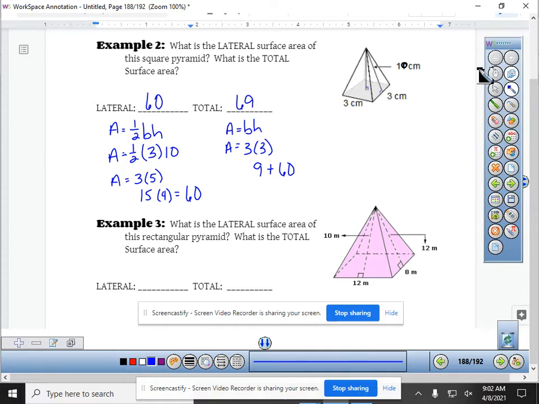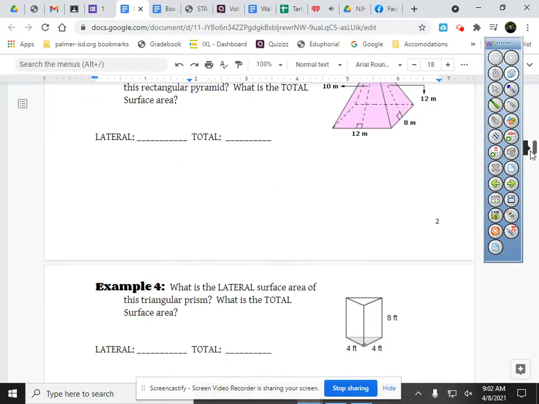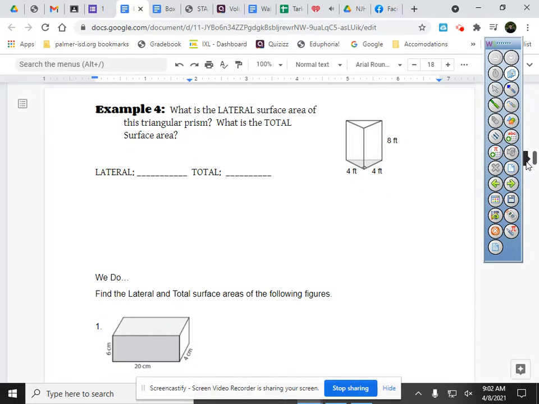Okay, we're going to skip example 3. I'm not a big fan of that one. It's kind of weird. Turn the page to example 4.